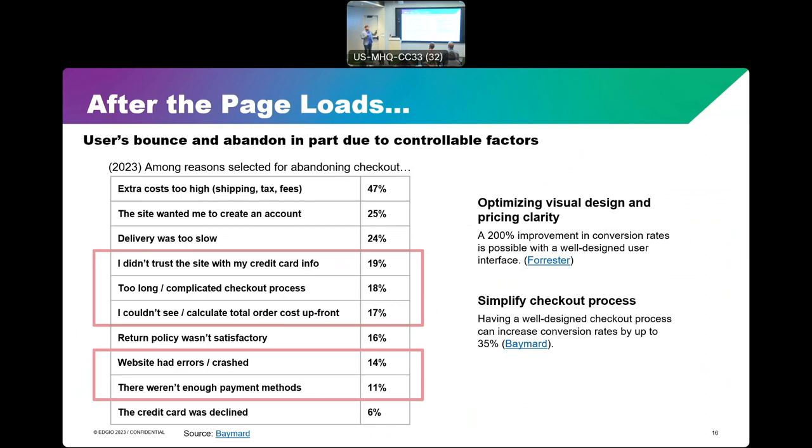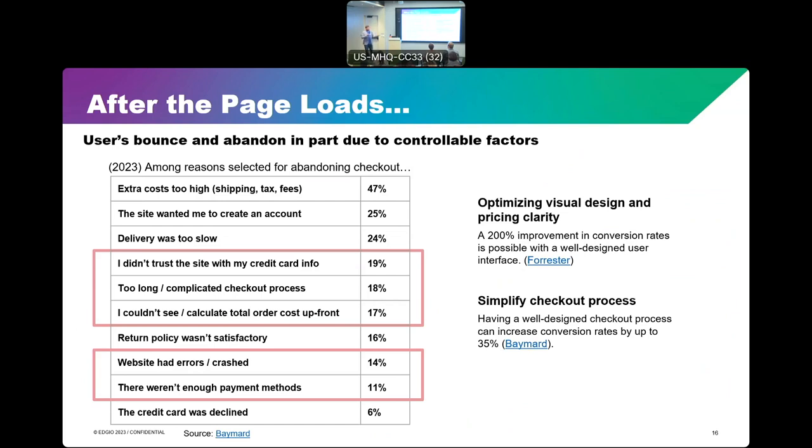So for any of the math people in the room, you probably saw right away, hey, this doesn't add up to 100%. Some of the top things there that you can control: they didn't trust the site with their credit card information. If your site is glitchy, buggy, or has poor performance, there could be a lot of reasons why they didn't trust it, right? But find out what that is and see what you can do from a user experience perspective to improve it. Too long or complicated a checkout process, 18%. A lot of other things here are within your control.